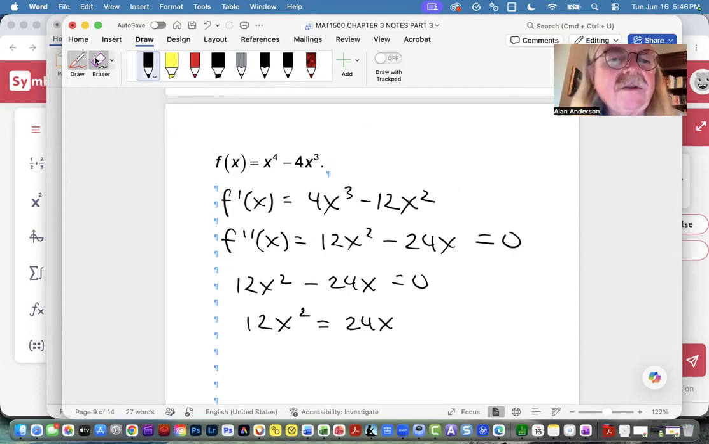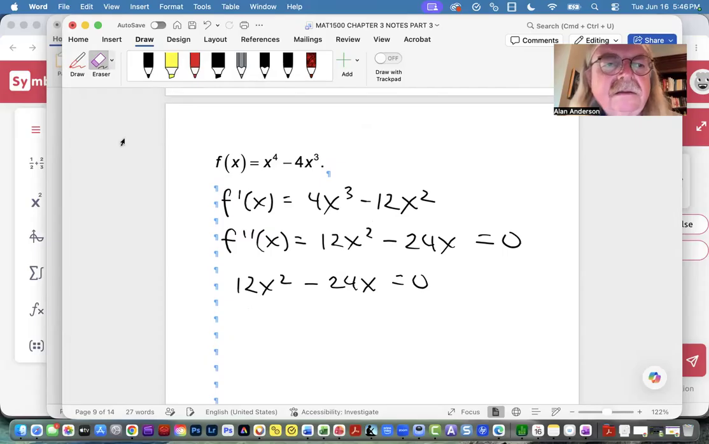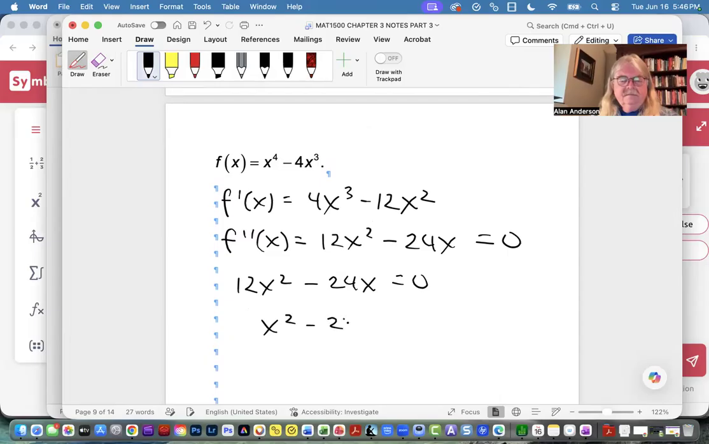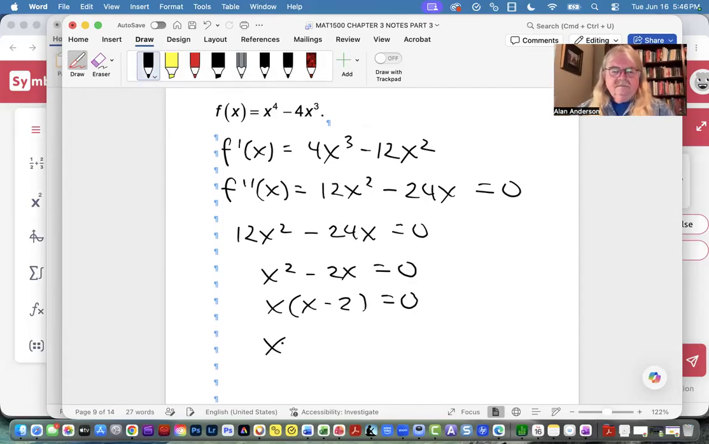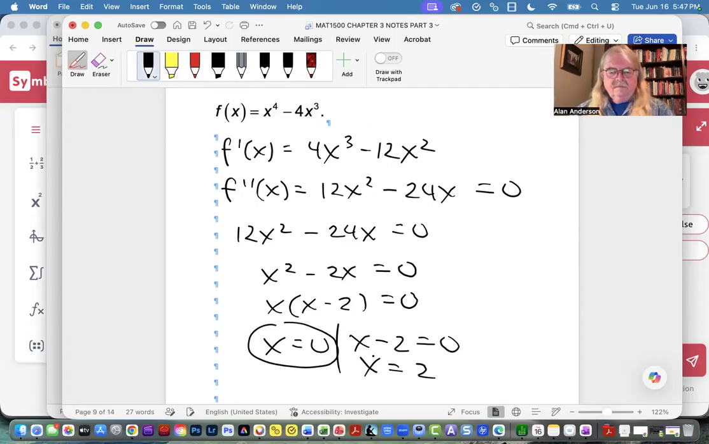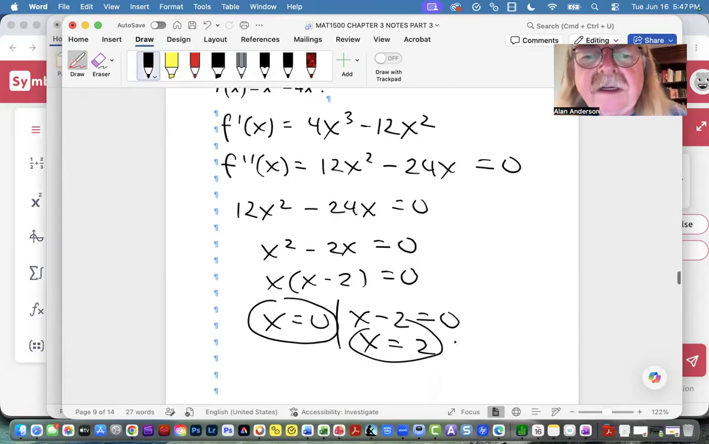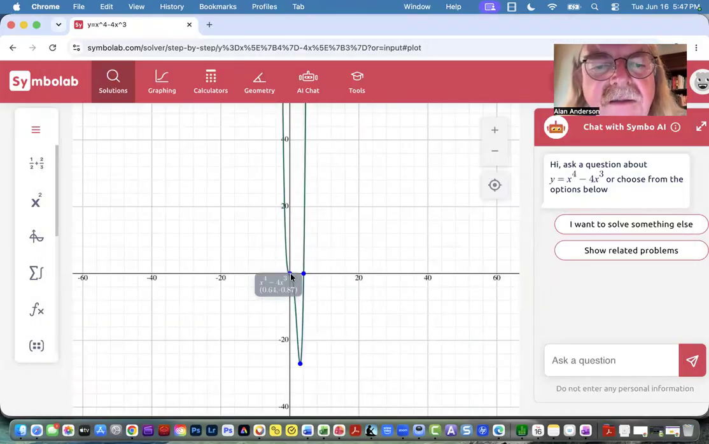Actually, let's not do it that way. Let's do this. First of all, we can divide out the 12s. So the points of inflection are at 0 and 2, right there and there. Wait, that's 4.